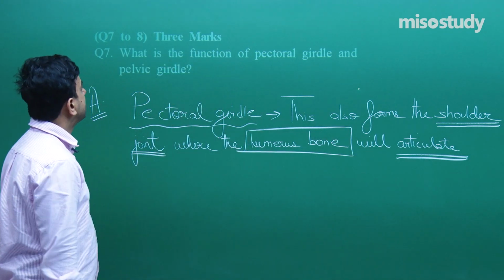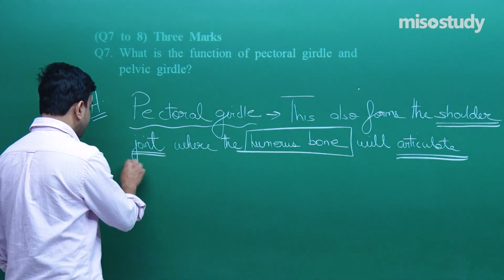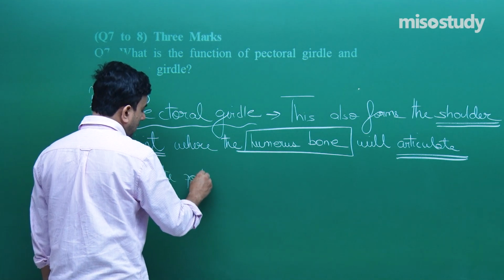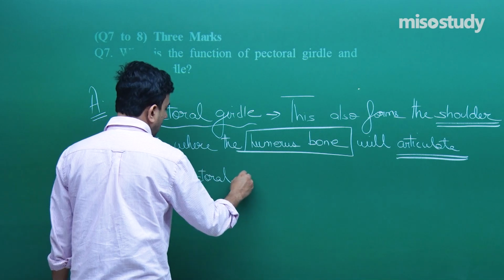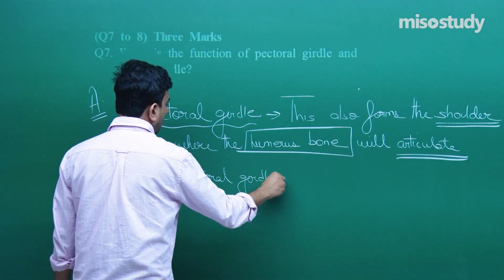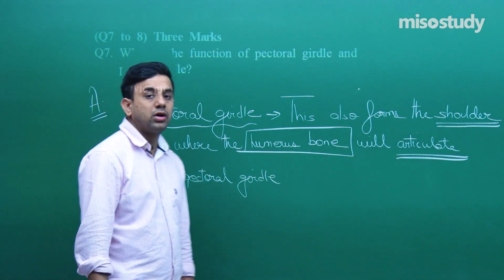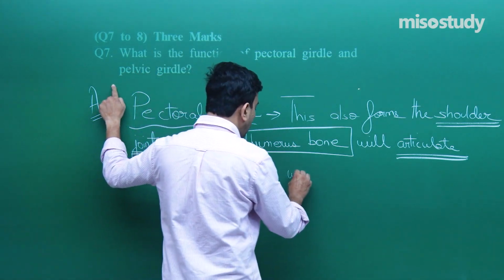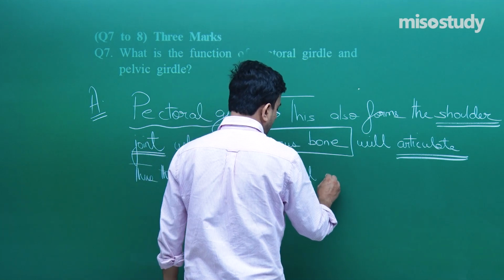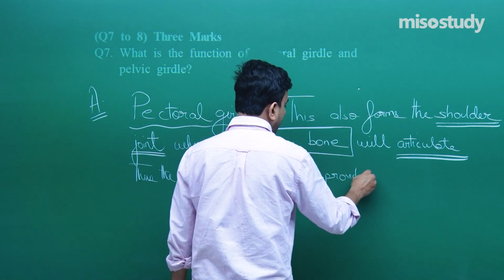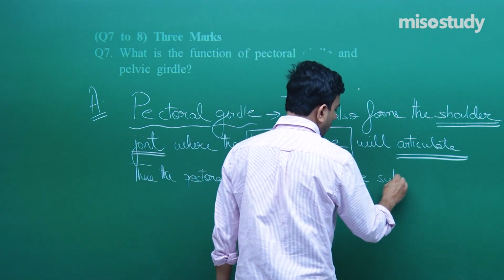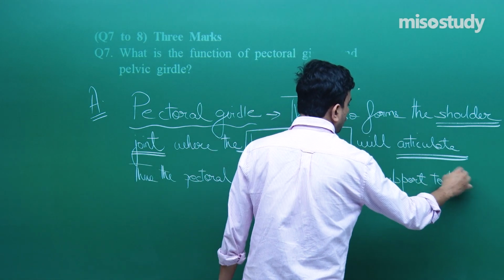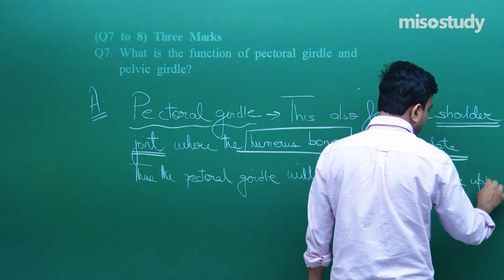And what is the function? Thus, the pectoral girdle provides support to the upper limbs.